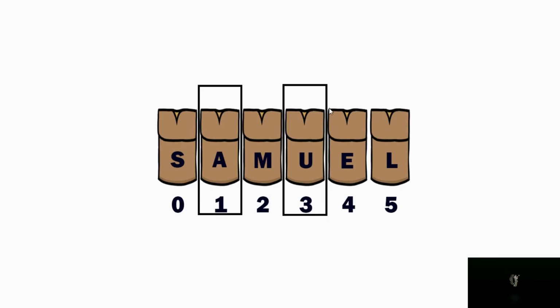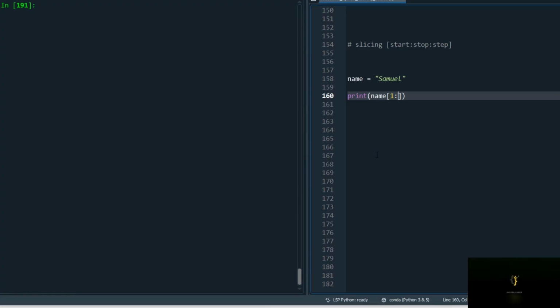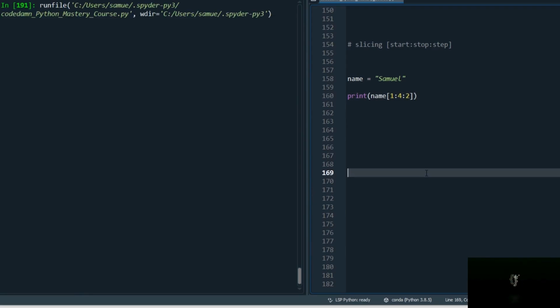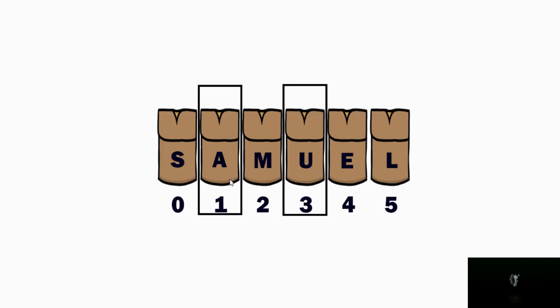And now I'm going to print name, use my brackets, start at 1, go through, where do I want to include? So I want to go to at least 3. So if I want 3 included, I have to go to 4. All right, so 4, then step by 2. So let's run this. So I get A and U together, just like A and U.